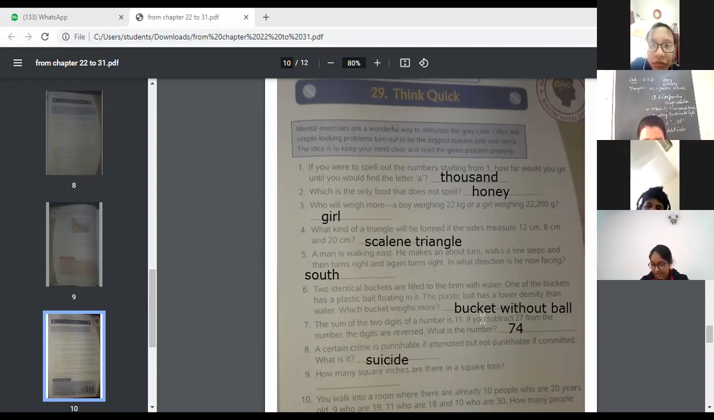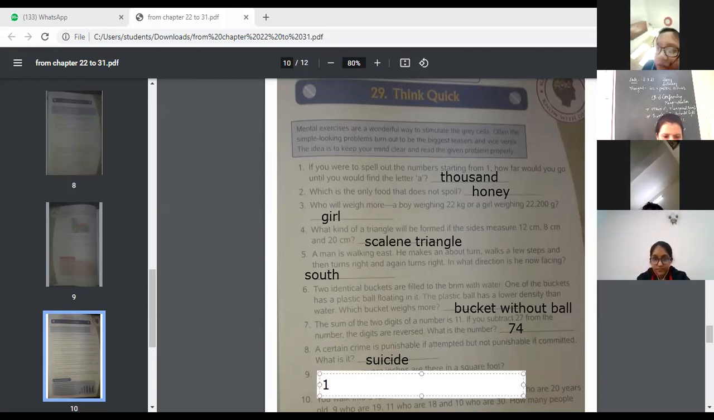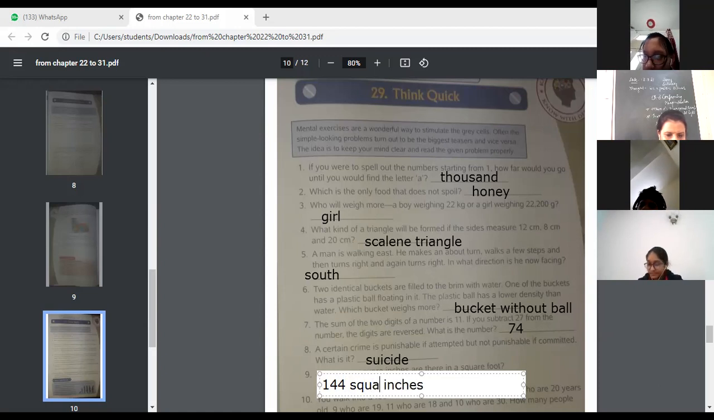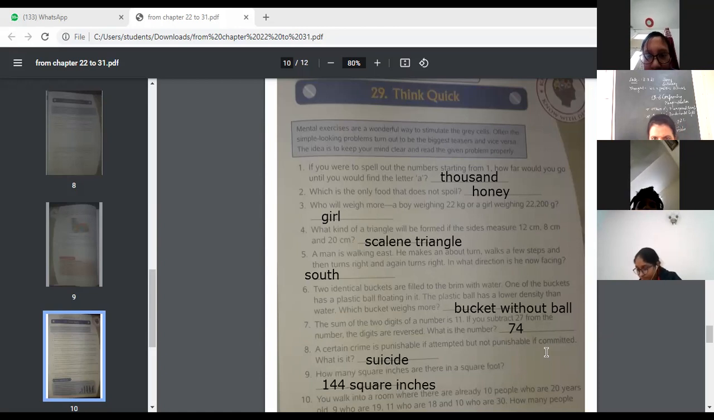How many square inches are there in a square foot? Ma'am, 144. 144 square inches. Okay. Next, let's start with the next part.